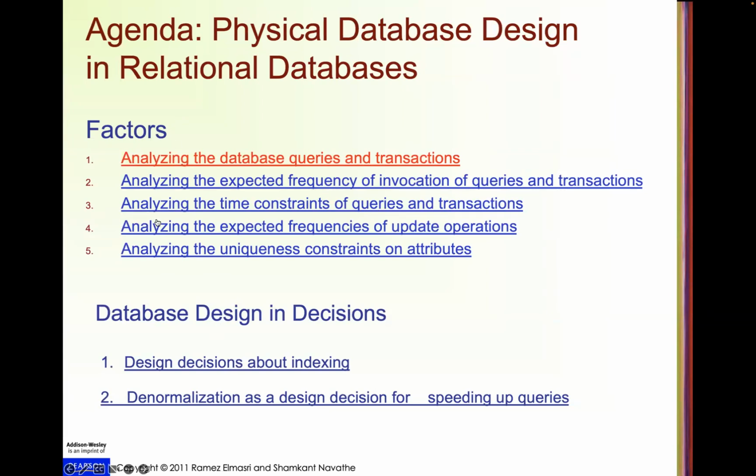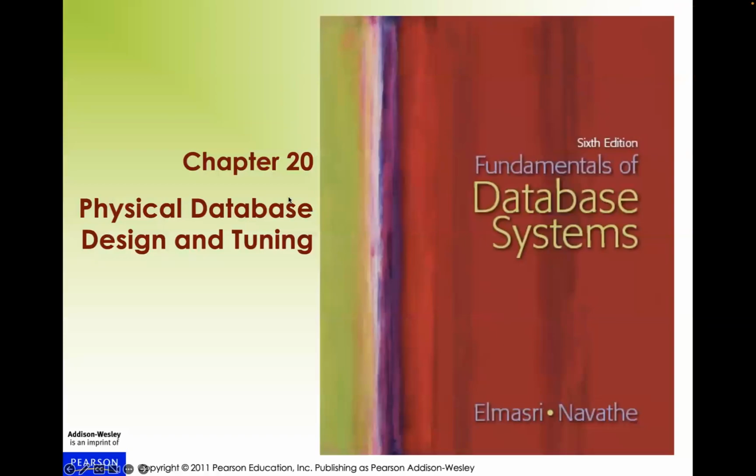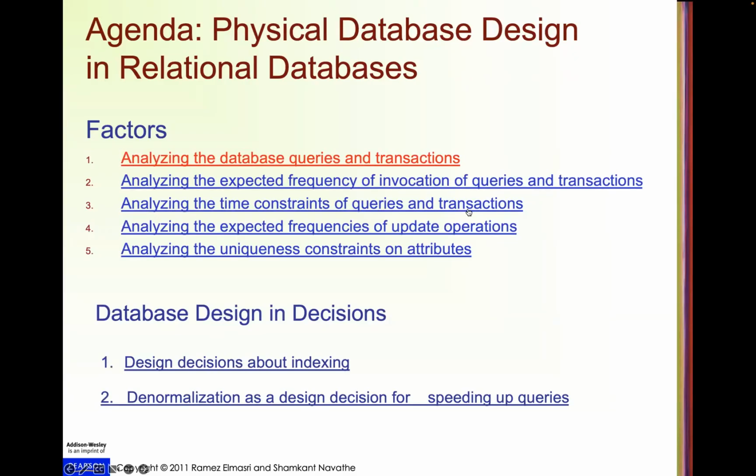In general, there are 5 factors that influence the physical database design: the database queries, the expected frequency of calling these queries, the time constraints related to the queries and the transactions, the frequency of update operations, and the uniqueness constraint on the attributes. These are the factors that influence the database design. Hence, analyzing them and taking the best solution is the first thing that we are going to see.